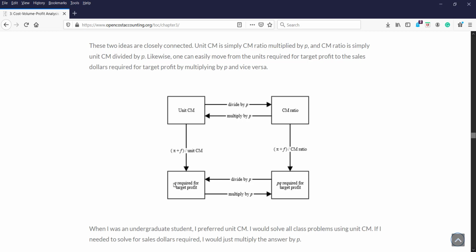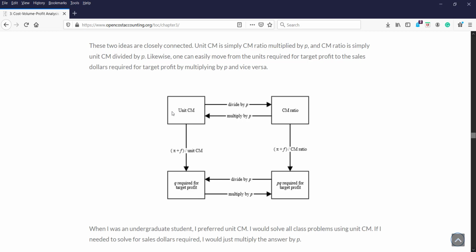And if we had number of units required for target profit, multiplied it by the price per unit, we get our total revenue. So we have this highway going on right here. Also, of course, you can take unit contribution margin, divide it by P, the price per unit, and you get your CM ratio. You can take your CM ratio, multiply it by price per unit, and you get your unit contribution margin. So these move side to side and then get you either dollar sales per target profit or unit sales per target profit.